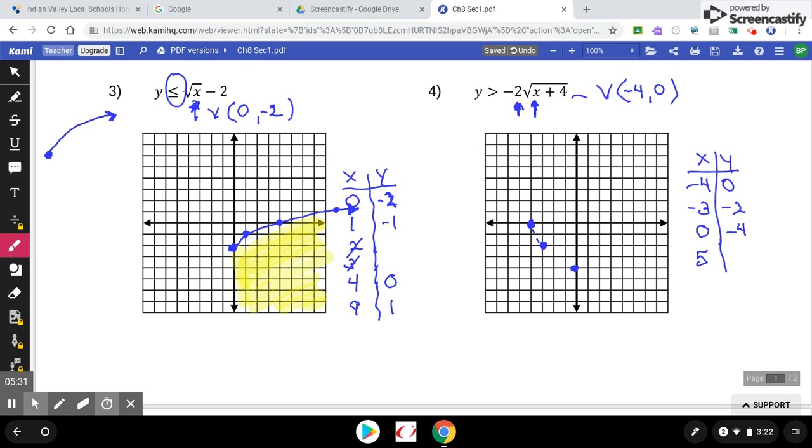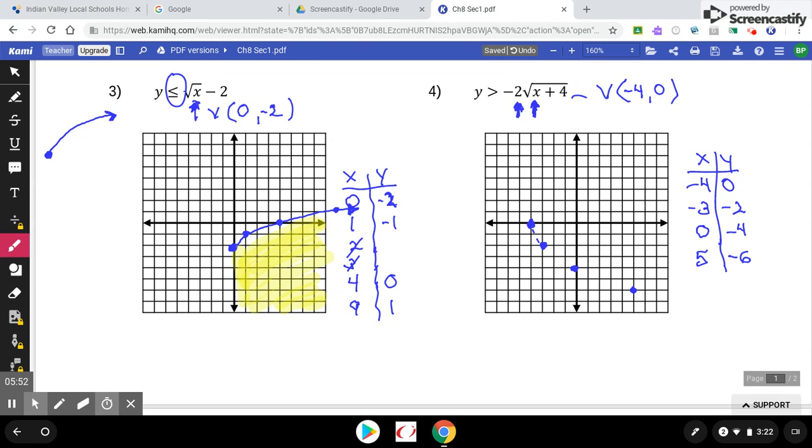So if I jump all the way up to 5, and I plug a 5 in here, 5 plus 4 is 9. Square root of 9 is 3. 3 times the -2 is -6. And I can avoid decimals there. 1, 2, 3, 4, 5. 1, 2, 3, 4, 5, 6. And I've got the required 4 dots.